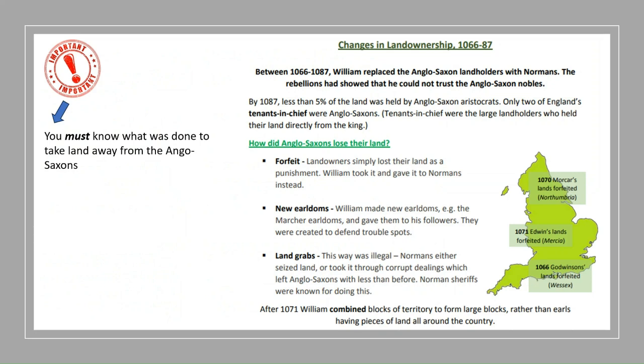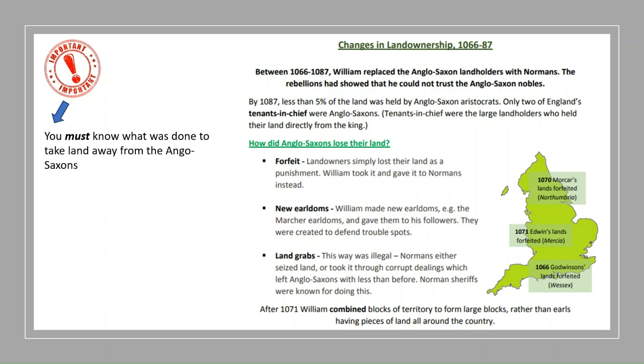Changes in land ownership. You've got to know what was done to take land away from the Anglo-Saxons now that he's decided he's going to do it. I've written Anglo-Saxons, I'll change that later. Between 1066 and 1087, William replaced the Anglo-Saxon landowners with Normans. The rebellion showed he could not trust them. By 1087, less than 5% of the land was held by Anglo-Saxon aristocrats. Only 2 of England's tenants-in-chief were Anglo-Saxons.